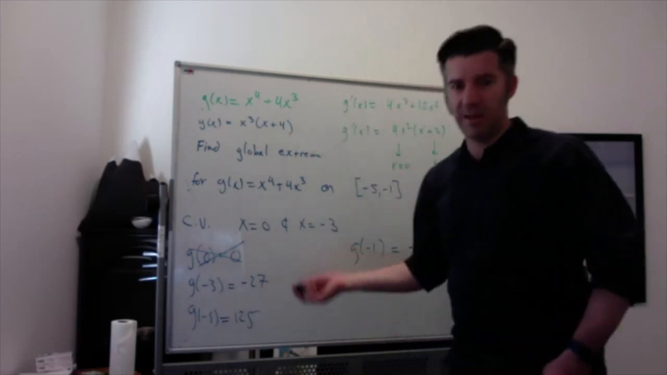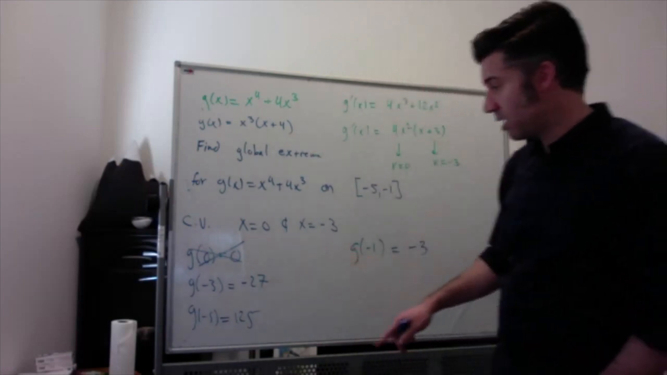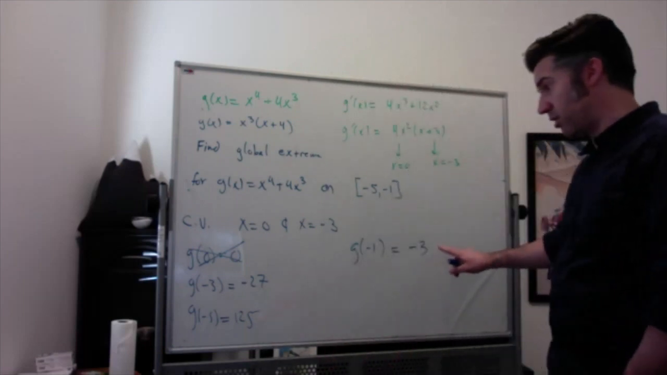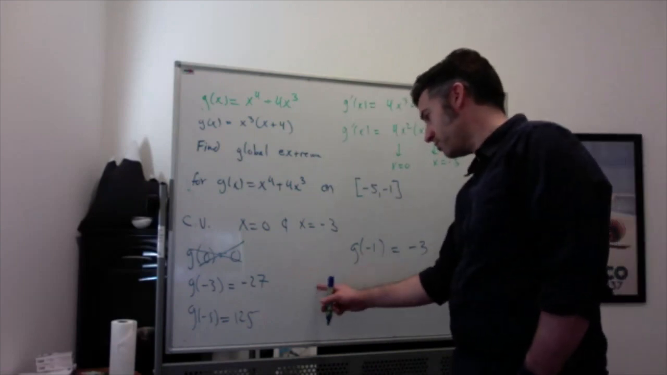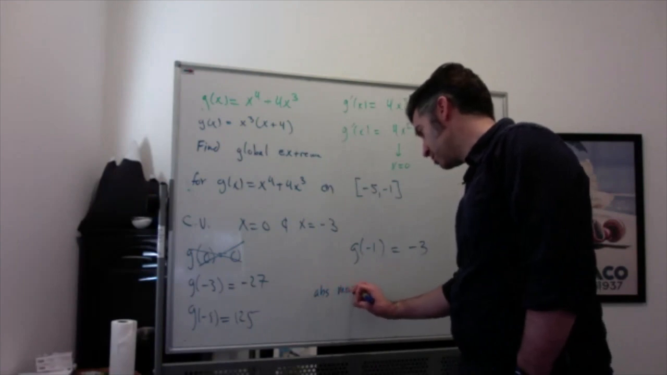But it's not a problem because it actually doesn't end up being the biggest or the smallest. So in this particular case, our biggest value is 125. Our smallest value is negative 27. So we can say that we have an absolute maximum. So this is where you have to be careful.